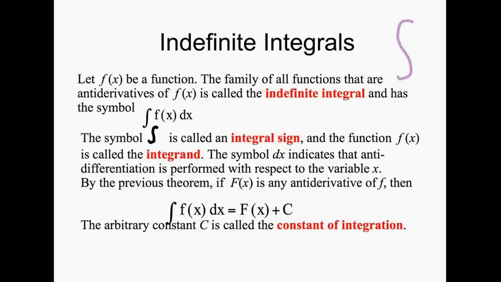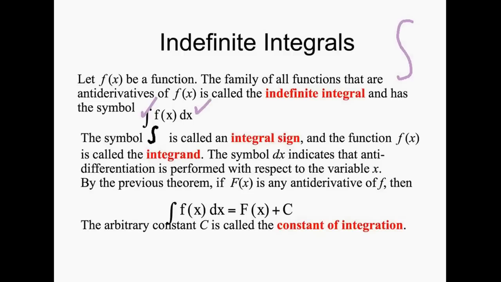The symbol dx indicates that antidifferentiation is performed with respect to the variable x, meaning this integral sign together with dx gives you directions on what to do. The directions are to antidifferentiate with respect to the variable of the function. In this case, it would be x.